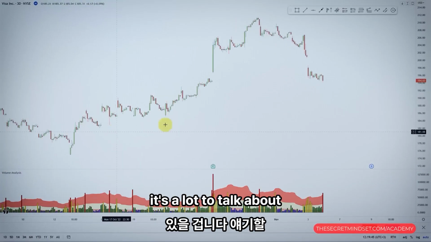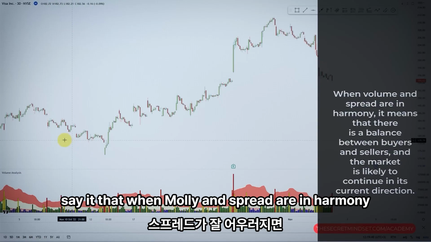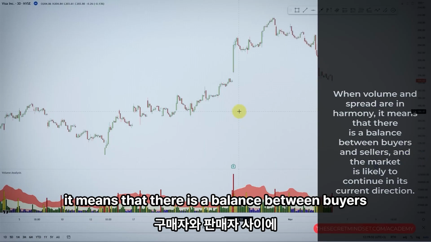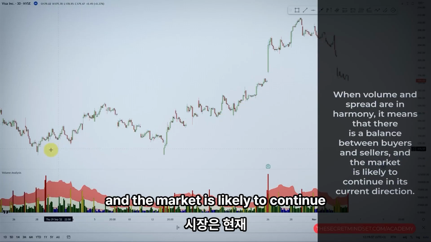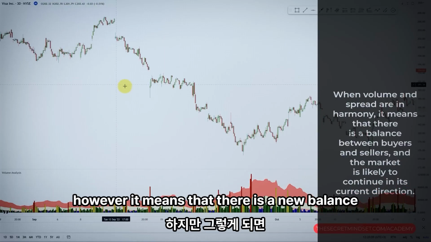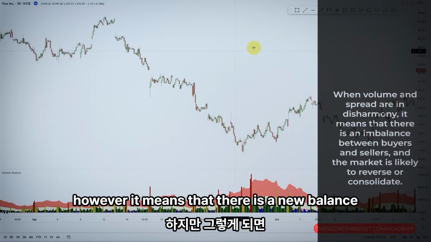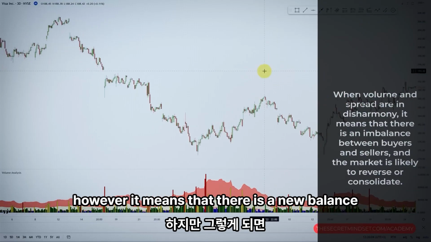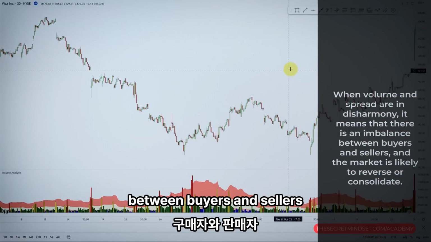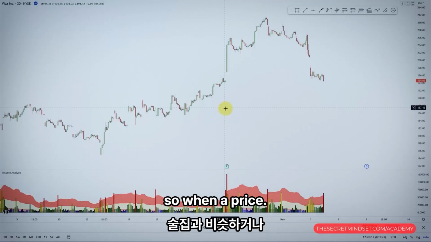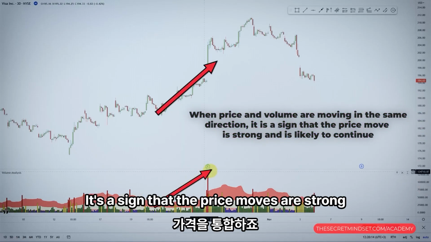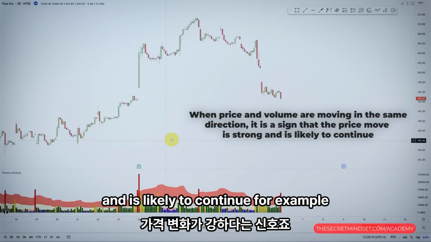It's a lot to talk about, but the key concept of VSA is that when volume and spread are in harmony, it means that there is a balance between buyers and sellers, and the market is likely to continue in its current direction. However, when the volume and the spread are in disharmony, it means that there is an imbalance between buyers and sellers, and the market is likely to reverse or consolidate. So when price and volume are moving in the same direction, it's a sign that the price move is strong and is likely to continue.